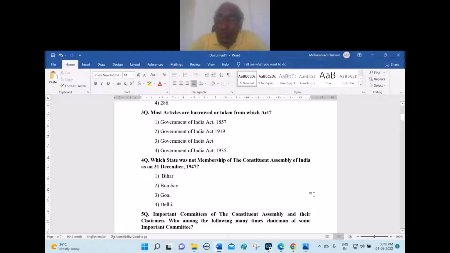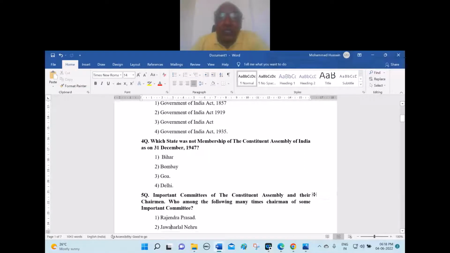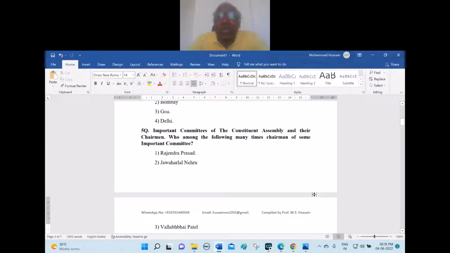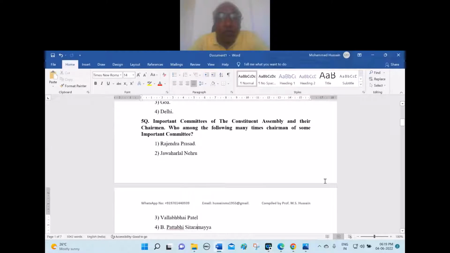Next question, 5th question. Important committees of the Constituent Assembly and their chairmen. Who among the following was chairman of the most important committees? Means the number of times he was the chairman. Number 1, Rajendra Prasad. Number 2, Jawaharlal Nehru. Number 3, Vallabhbhai Patel. Number 4, B. Pattabhi Sitaramaiah. Nehru, Mr. Nehru, wrong. Second option.